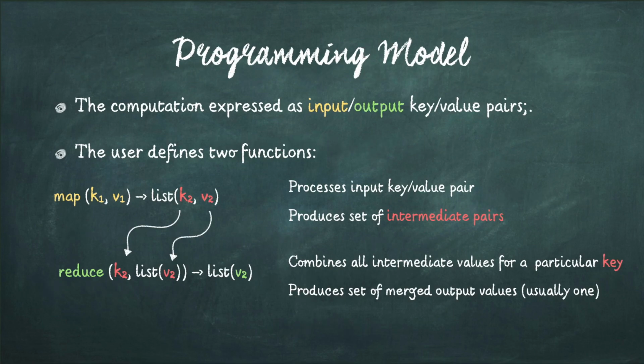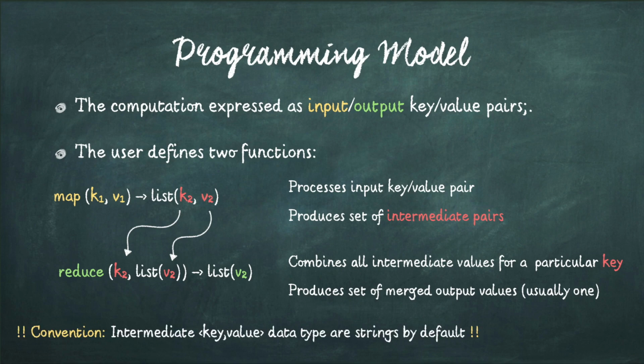In more detail, the programming model of MapReduce first of all expresses the computation in key value pairs, input and output. The user has to define two functions: the map function, which takes an input key value and produces a set of intermediate pairs, and the reduce function, which combines all the intermediate values mapped to a specific key and produces a set of merged output values, usually one. Another convention imposed by the framework is that intermediate key value data types are strings by default, so in case different types are required, it is a matter for the user code to do this conversion.